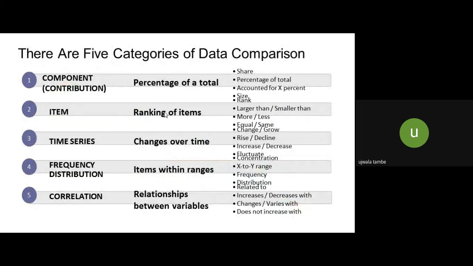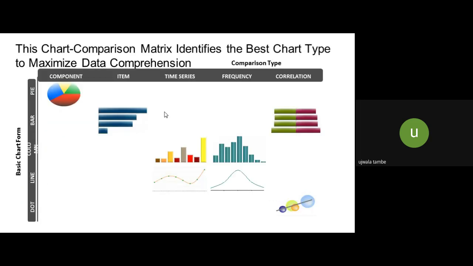Depending on the categories of the data comparison, we can use different kinds of charts. If it is in component form, then we can use the pie chart. If it is in item form, then we can use the horizontal bar chart or the vertical bar chart. For time series and frequency, we use the bar chart as well as the line chart. Whenever there is a relation between the items, or for correlation purposes, we can use a bar chart having different color codes, or we can use the bubble chart as well.